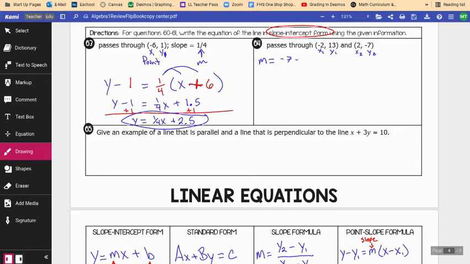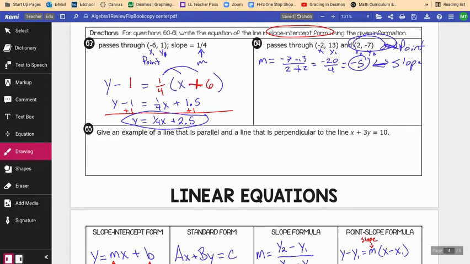formula, negative 7 minus 13 over 2 minus a -2, so minus a negative becomes a positive. So that gives me -20 over 4. -20 divided by 4 is -5. So the slope is -5. So now I know the slope and I know a point. Okay, I'm just going to pick a point that I think is easier. So I have a point and I have the slope.